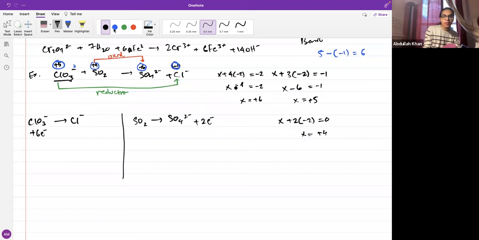Okay, let's balance out oxygens. 3 oxygens on the left-hand side, so I'm going to add 3 water molecules. 2 oxygens here, 4 oxygens here, missing 2 on the left-hand side, so 2 water molecules. And then lastly, hydrogens. There's 6 hydrogens here, so I'm going to add 6 H plus on the other side. And 4 hydrogens here, so I'm going to add 4 H plus on this side, the right-hand side.